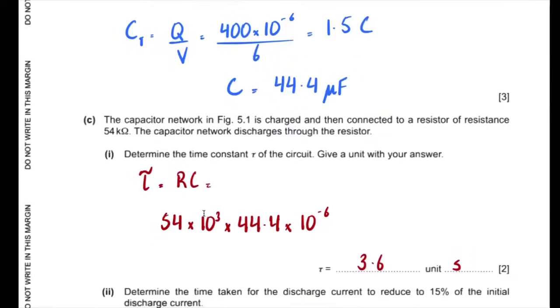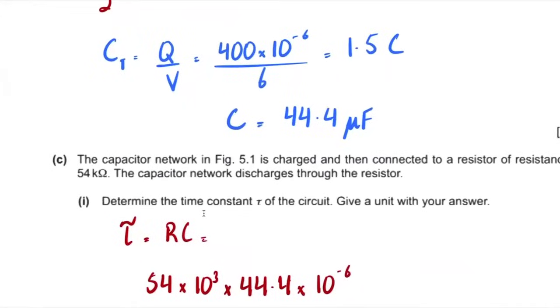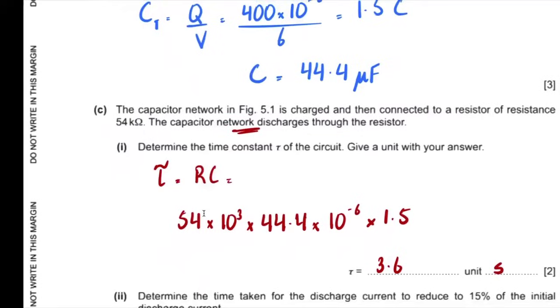Oh, I also made a mistake here, which is that this value is of the capacitor network, right? And this is the value of 1, so this would also be multiplied by 1.5. And then when you do this, this answer turns out to be 3.6 seconds, right? Pretty easy, just plugging in the values.